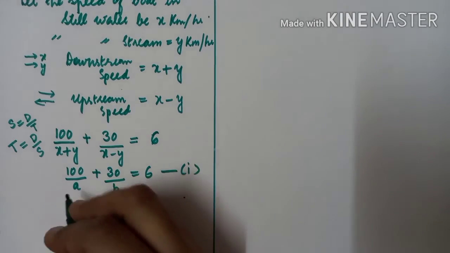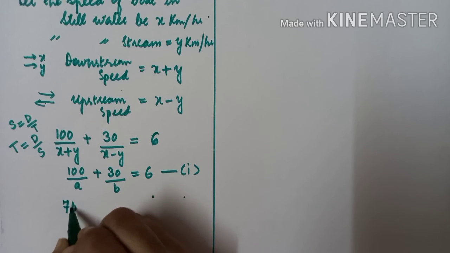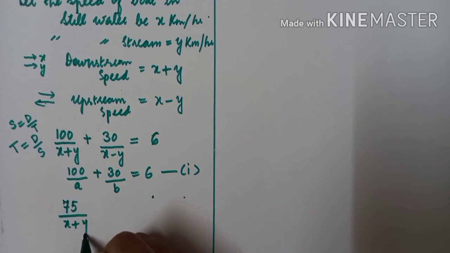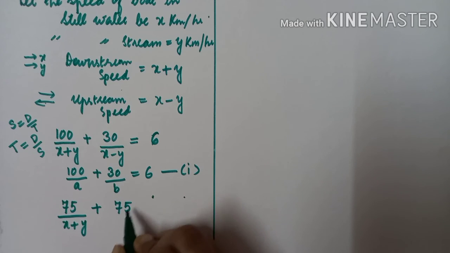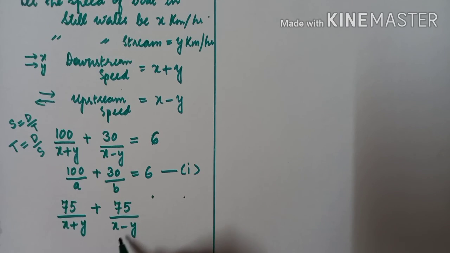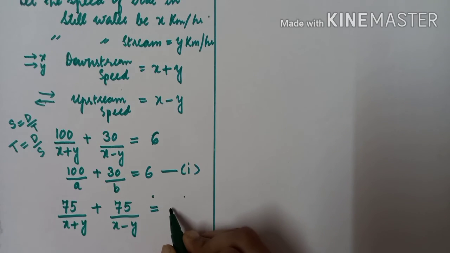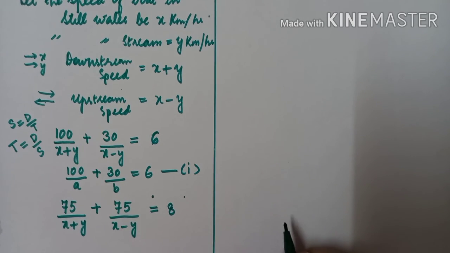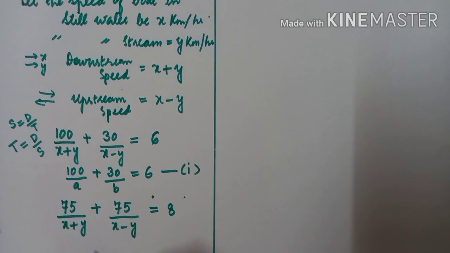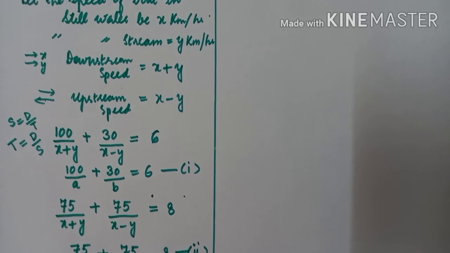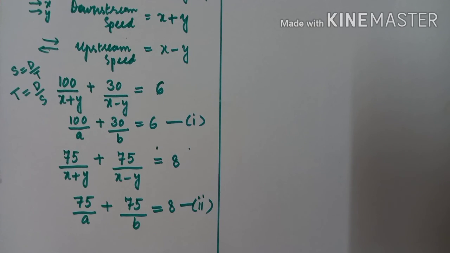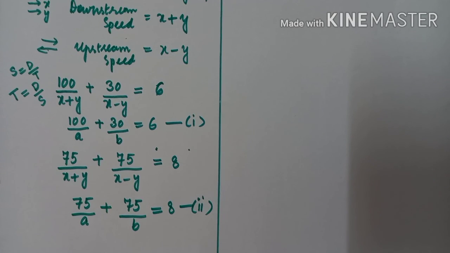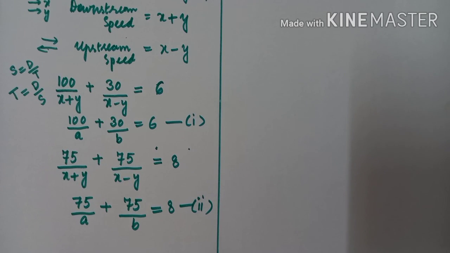So now the second equation will be: first 75 kilometer when it is going downstream, then again 75 kilometer when it is going upstream. So x plus y, x minus y, and what is the time given? Total time 8 hours. So this is your equation 2. Let us again take x plus y as a, and 75 divided by x minus y will be b, equals 8. You can see here, this is your equation 2: 75 divided by x plus y. You have assumed x plus y as a, x minus y as b.